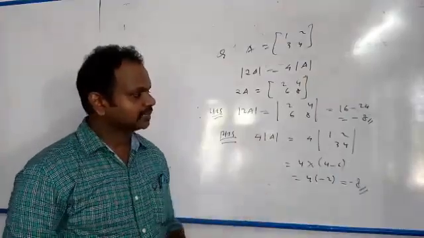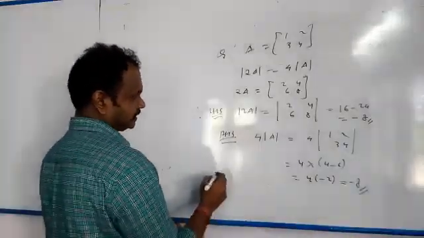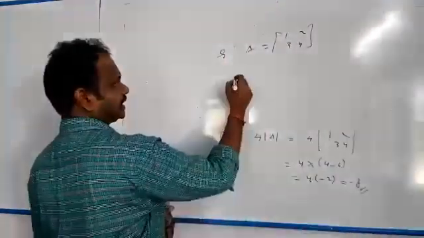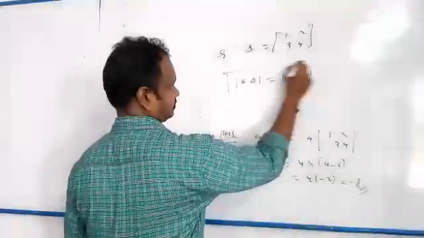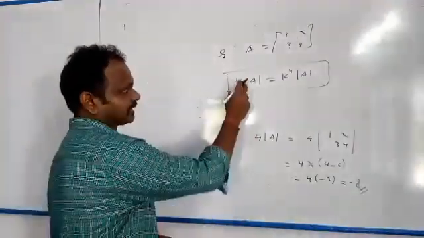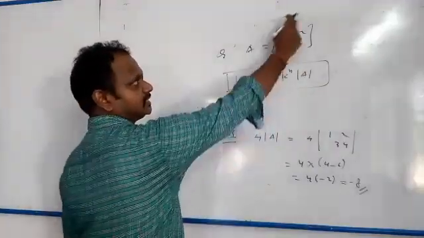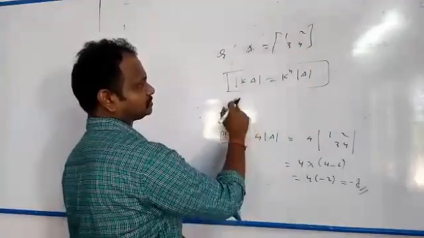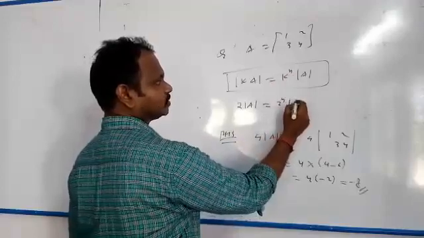From this example we can also conclude one of the very important results: determinant of KA is equal to K raised to the power n into determinant of A, where K is any scalar, and n is the order of the given matrix. In this case the order is 2, so determinant of 2A is equal to 2 raised to the power n into determinant of A.